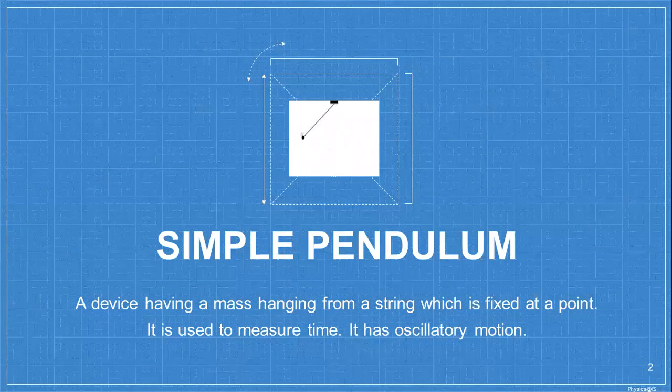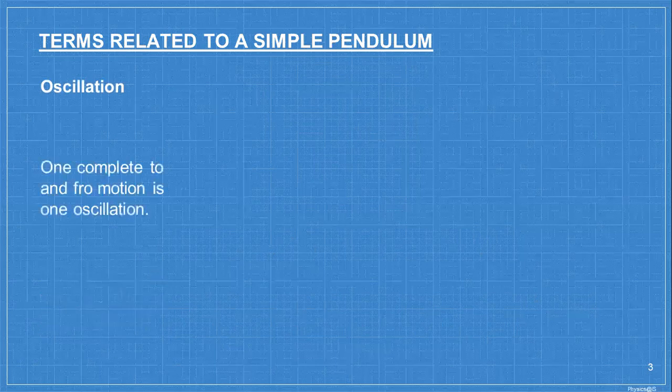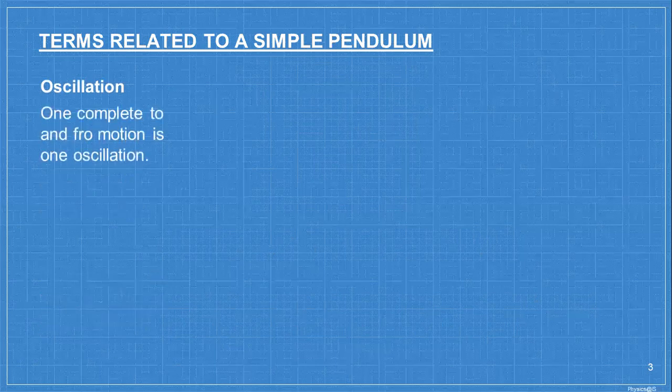Simple pendulum is used to measure time. A very common pendulum which you all must have seen is in the pendulum clocks we mostly have in our houses. The terms related to a simple pendulum: oscillation. One complete to and fro motion is one oscillation. In simple words, the motion which the simple pendulum undergoes is the oscillatory motion, as just told earlier. One complete to and fro motion means from one end to the other and coming back to the first end.